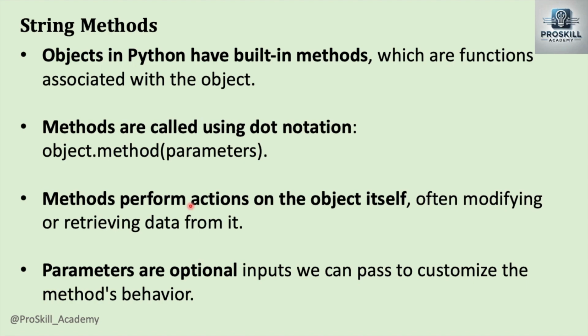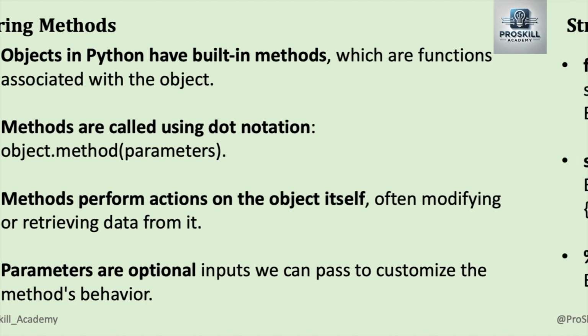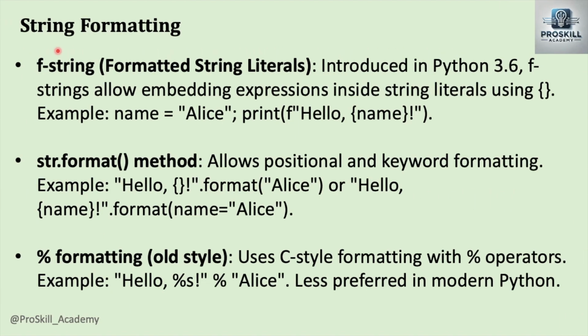Don't worry if everything doesn't click right away. For now, just understand that methods are built-in tools tied to string objects that help you perform useful actions like changing case, finding text, or replacing content. In this lecture, we'll practice using several string methods directly in Jupyter Notebook to see how they work in real time. Finally, before switching to the Jupyter Notebook, there are three main methods of formatting strings in Python.